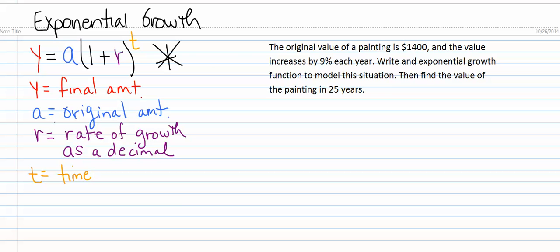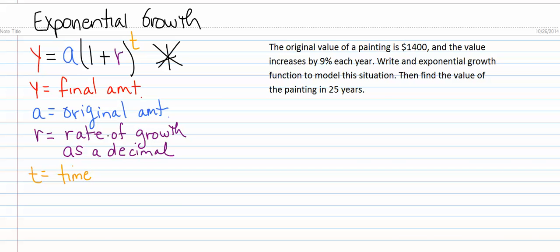A stands for the original amount, the amount that you had at the beginning of the time frame. R stands for the rate of growth as a decimal. What percent is it increasing? And it must be written as a decimal. And T stands for the amount of time. How much time, or over how long of a period of time, was this item allowed to grow? So let's see how we would use this formula for exponential growth in the situation over here.